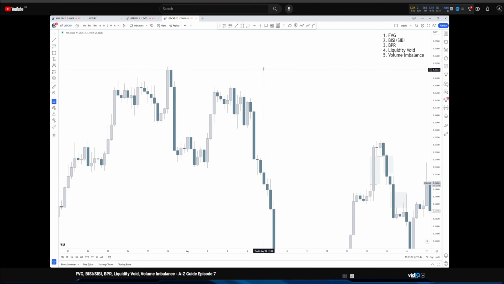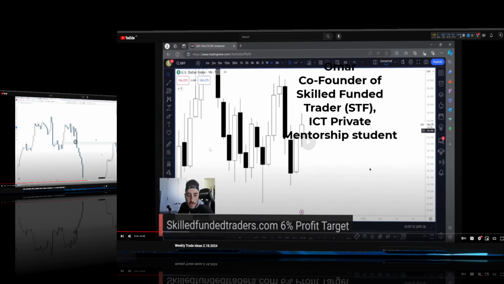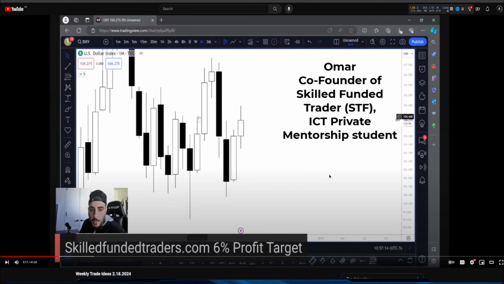What does that look like? If we take a look right here. This right here is a balanced price range. And again, all these five things, essentially four, because BISI SIBI is just a fair value gap, these can all be used as points of interest or PD arrays that we can trade off of. About this, where we had this balanced price range, where we had this again.